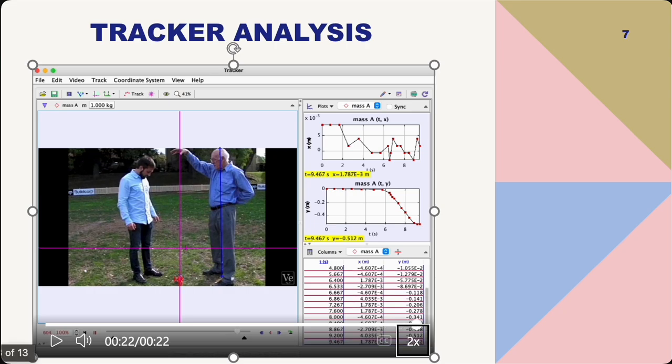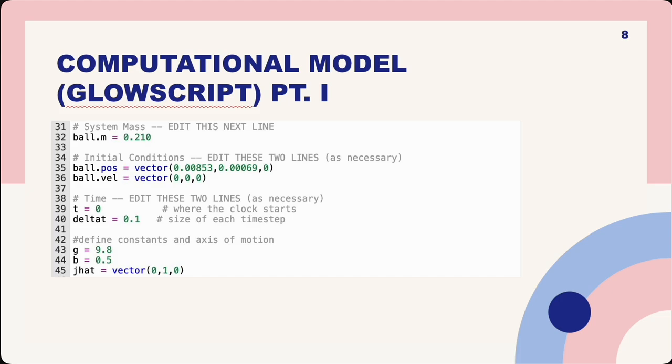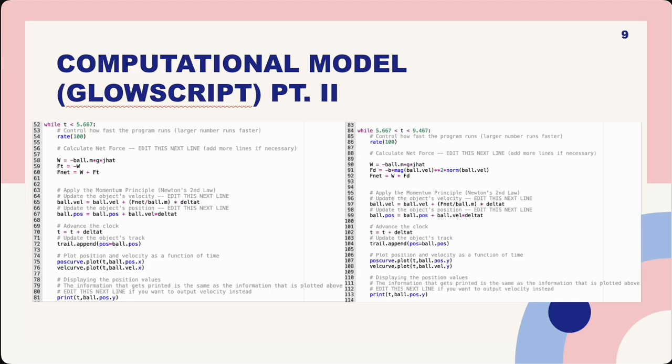So now we attempt to generate this motion of the slinky in an application called GlowScript. And first, we have to define the ball's mass, as seen there, the position and velocity vectors, as I went over 2 slides ago. And then gravitational constant is 9.8. The constant of the drag force was determined to be about 0.5. And then our j hat is in the positive y direction.